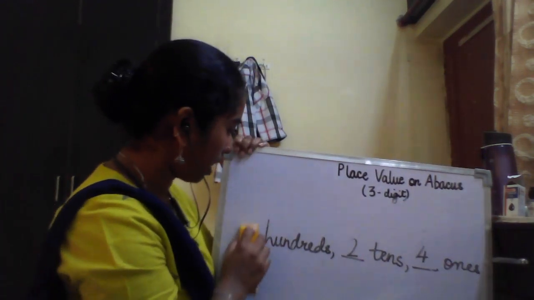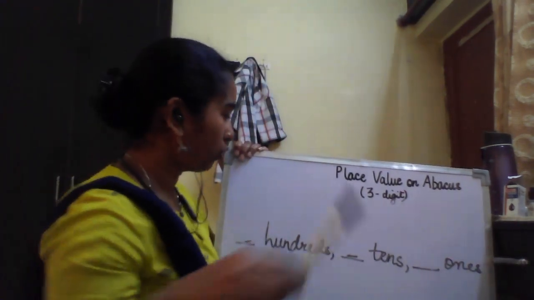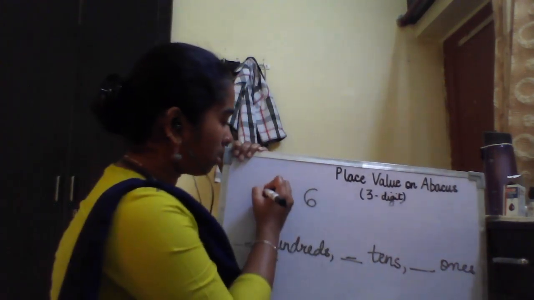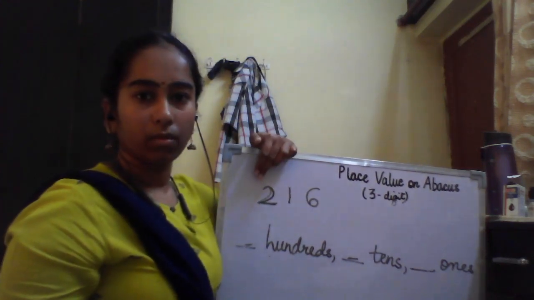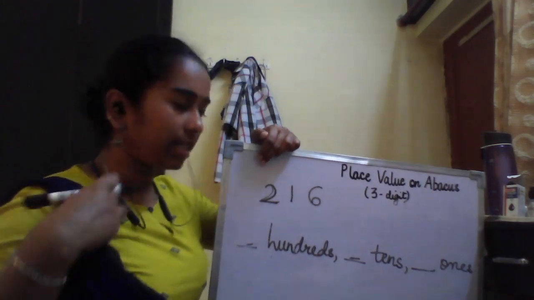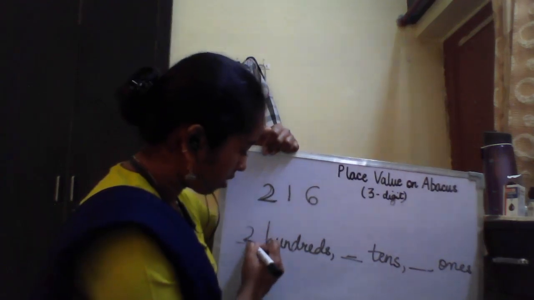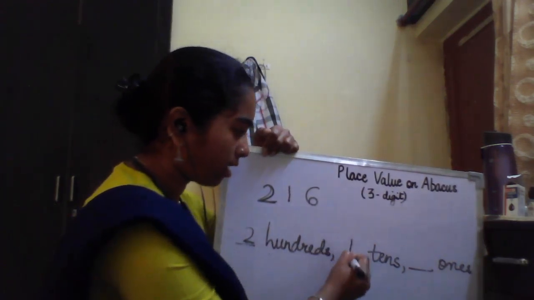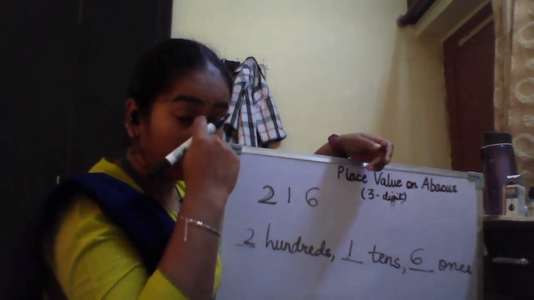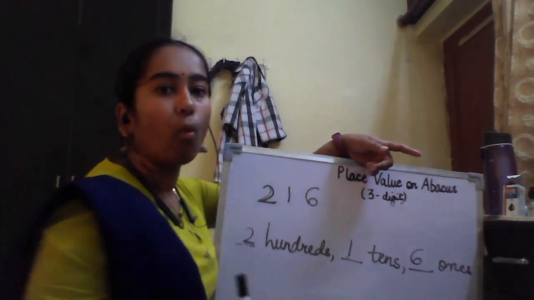Suppose now you are asked, what is this number? Can you tell me this number? 216. So how many hundreds are there in this? 2. How many ones are there? 1. How many tens are there? 6. So in the number 216, there are 2 hundreds, 1 ten and 6 ones.